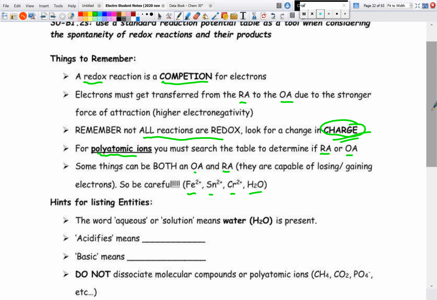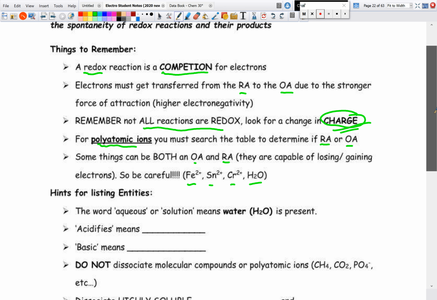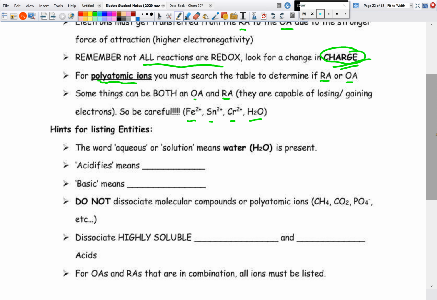Now, of course, if we are trying to figure out what is going to react, we do need to kind of go back a little bit and take in a part of a little Chem 20 when it comes into listing entities. So just remember, when we're listing stuff and trying to figure out what is reacting, if you see the word aqueous or solution, it means that water is going to be present. All right, so you want to look for those words. If they do not show up, then we can assume water is present. If you see the word acidified, not acidifies, acidified means that we have the hydrogen ion present. And the word basic means we have the hydroxide ion present.